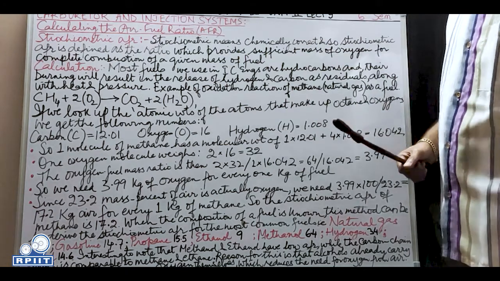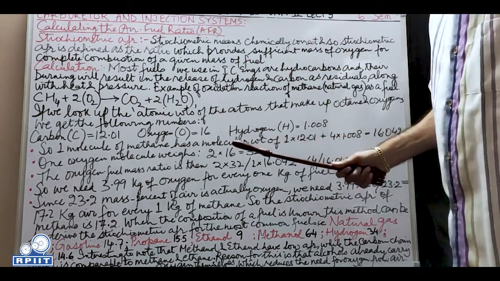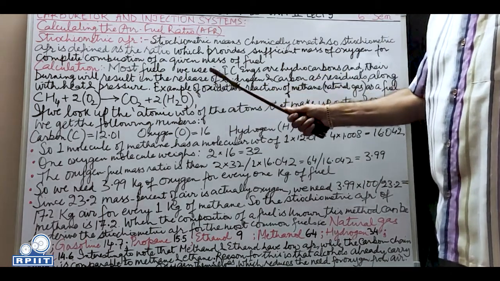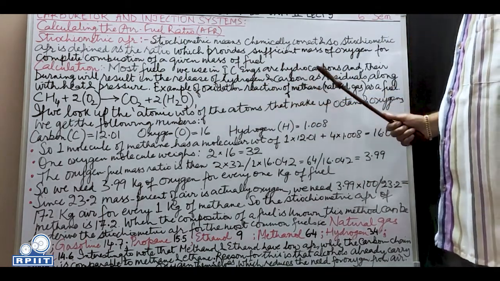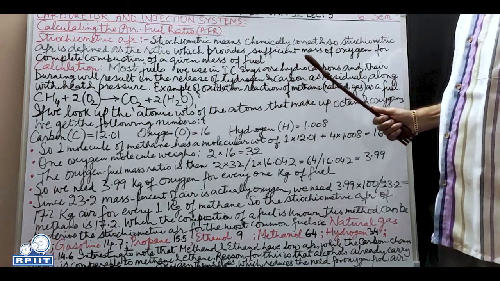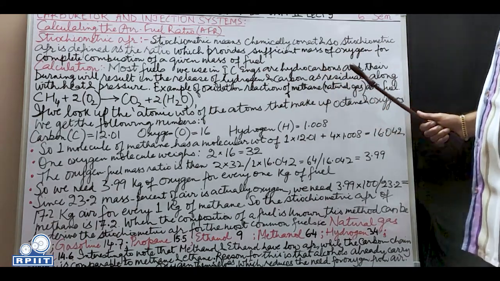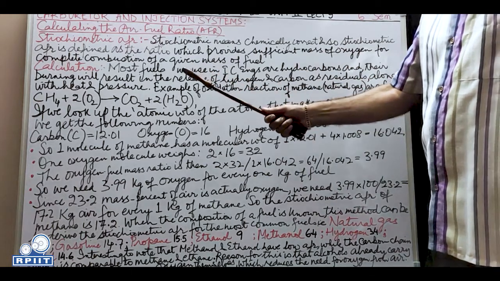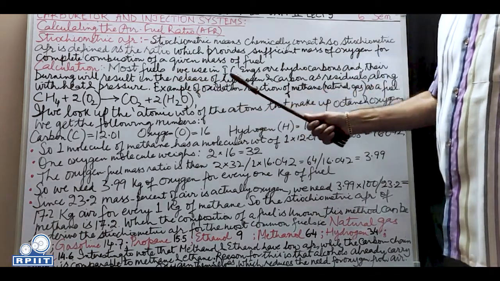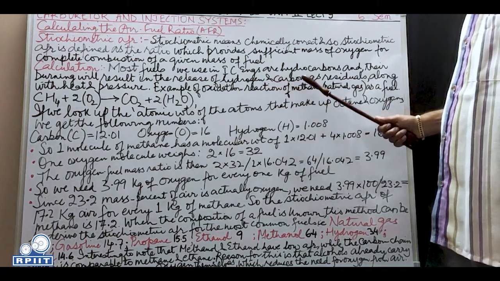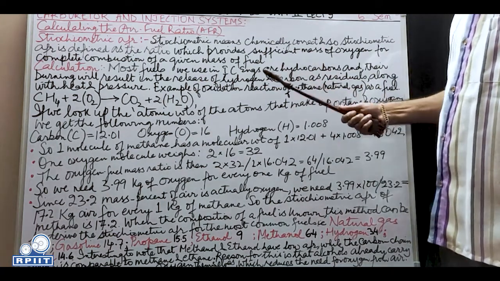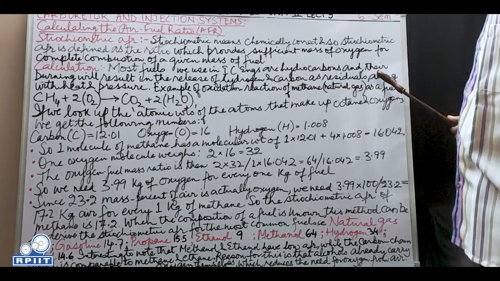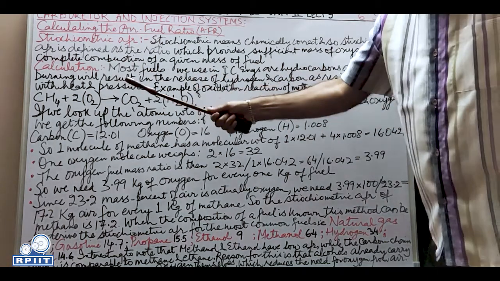It's a very simple calculation. I'll read it. Most fuels we use in IC engines are hydrocarbons. We all know that. Fossil fuels. And their burning will result in the release of hydrogens and carbon. Hydrocarbon means hydrogen and carbon as residuals along with heat and pressure.